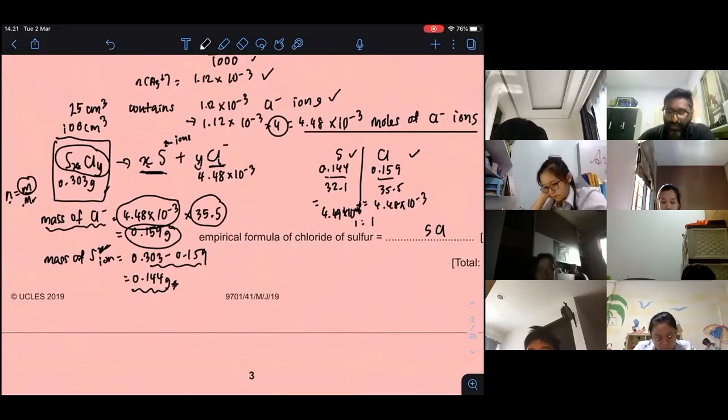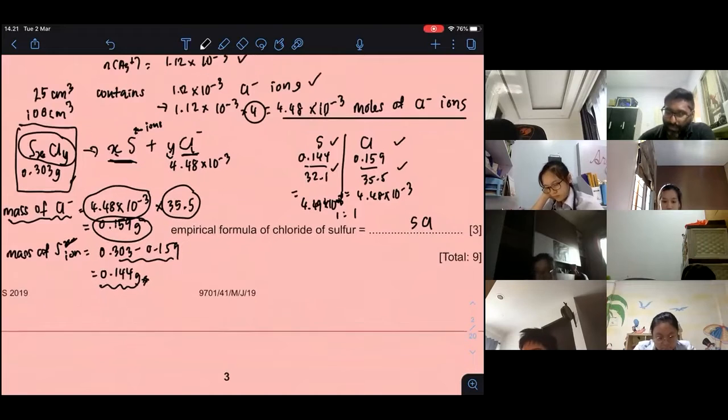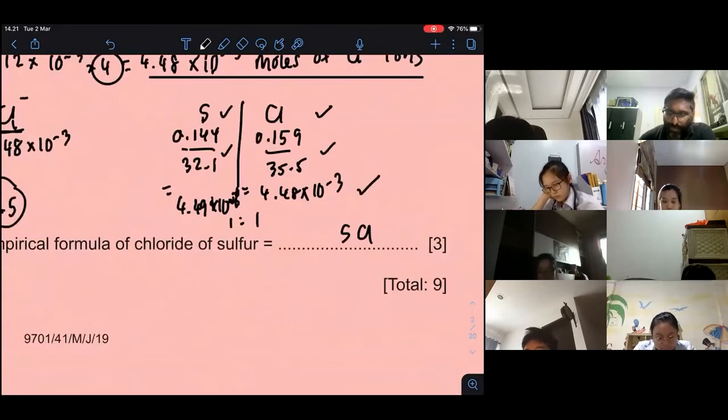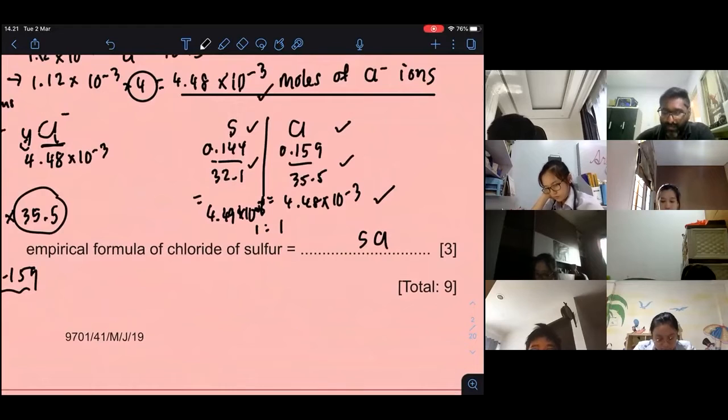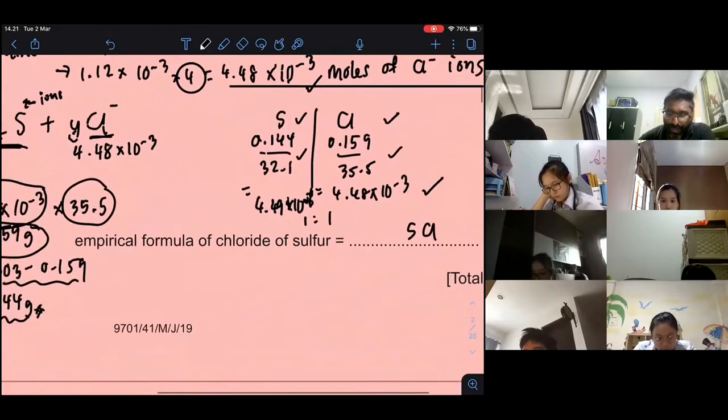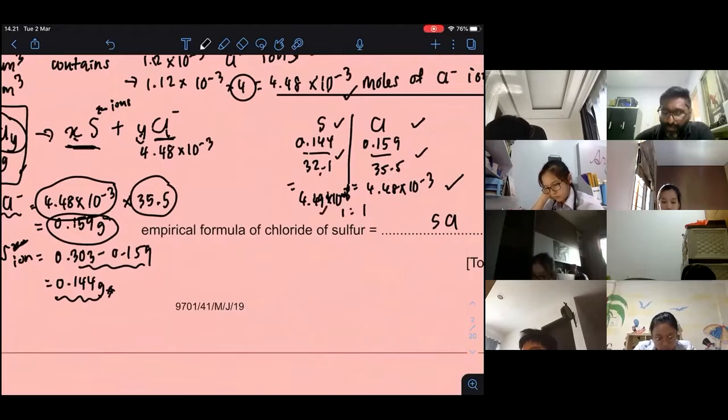Then 0.159 gram, the one that you calculated, divided by the Ar, or in this case, the relative formula mass. Once you get this, you will get 4.48 times 10 negative 3. For the sulfur, I do that with 32.1 and get 4.49 times 10 negative 3 also, so I will get the ratio 1 to 1. What does 1 to 1 mean? The empirical formula is going to be SCl.